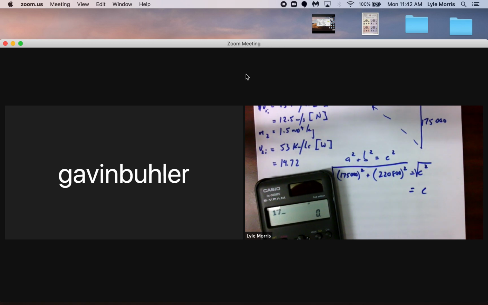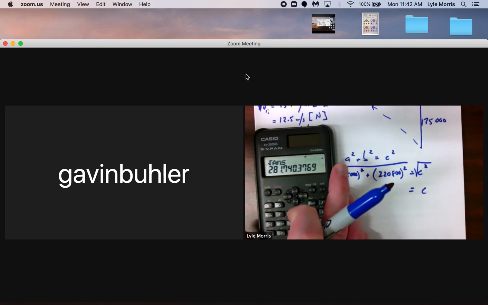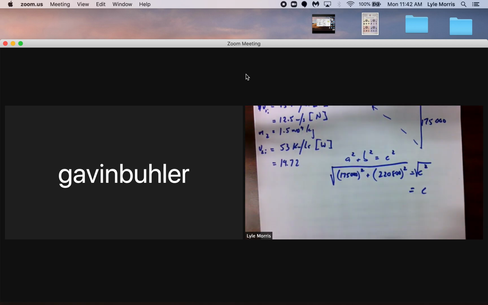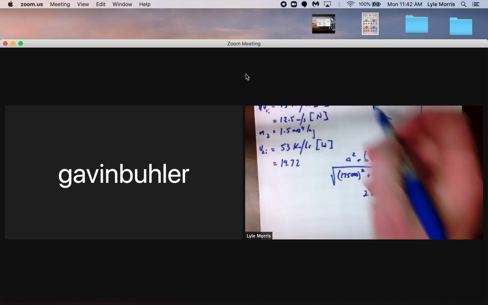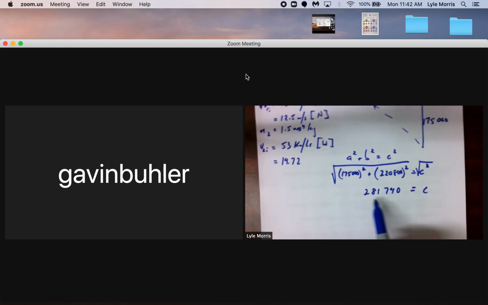So 175,000 squared plus, just be careful with your calculator and how it interprets these things. Squared equals this, then I'm going to take the root of that. 281,740. So that equals c. That's the final momentum. What is the question asking? Final velocity. Okay, so we have the final momentum.